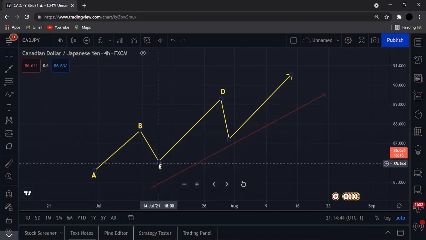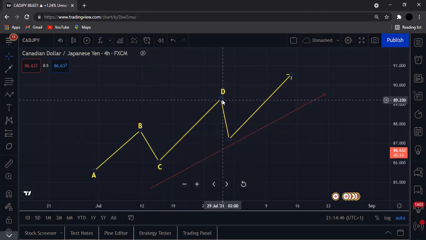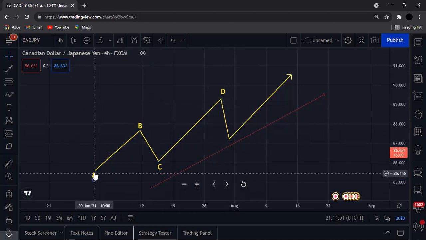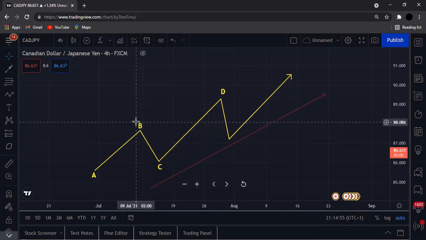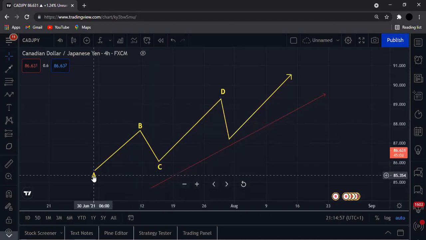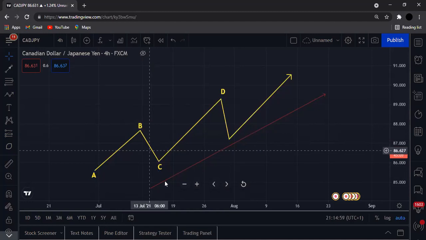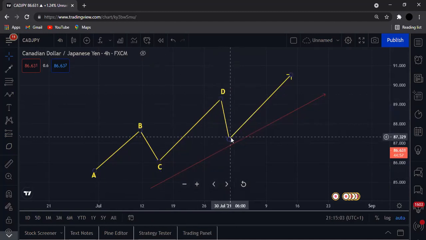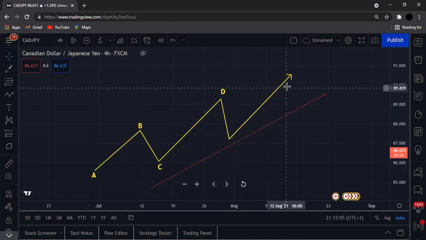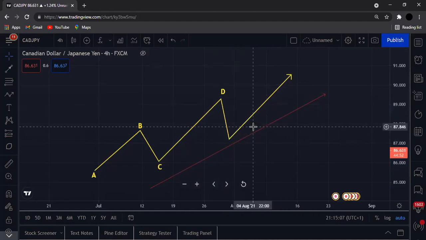Then from point C to D is another impulsive move. And if you notice, A to B has a longer length compared to B to C. A to B is longer than B to C. C to D is longer than, let's say, D to E. Yeah. Does the length matter though? Yeah, sometimes. Okay. Sometimes it does.